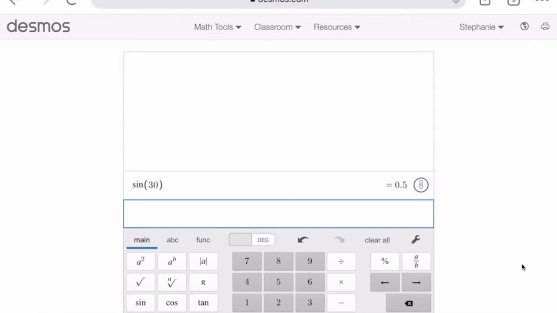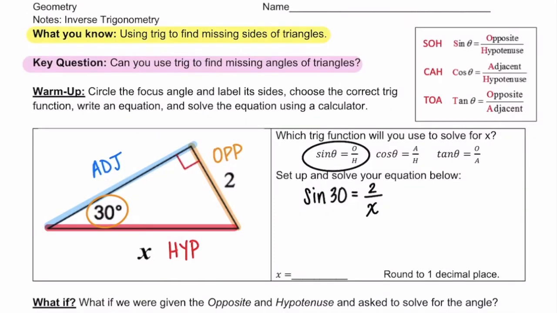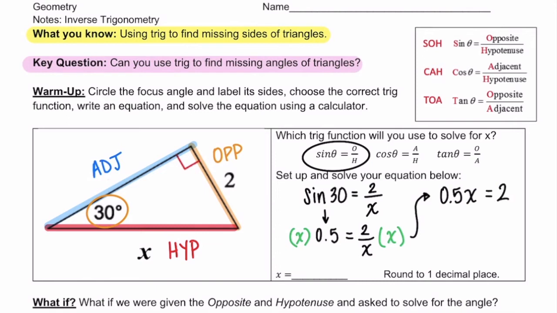So going back to my work, I now know that sine of 30 is 0.5. And now I can continue to solve this equation. I notice x is in the denominator, so I'm going to multiply both sides by x. That will lead me to 0.5x equals 2, and divide both sides by 0.5. And 2 divided by 0.5 is 4. And if we round that to one decimal place, that would be 4.0. Okay, so here we know now that the hypotenuse is 4.